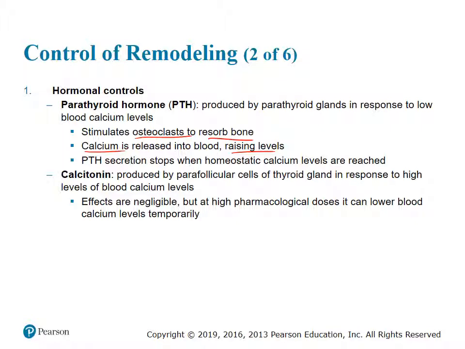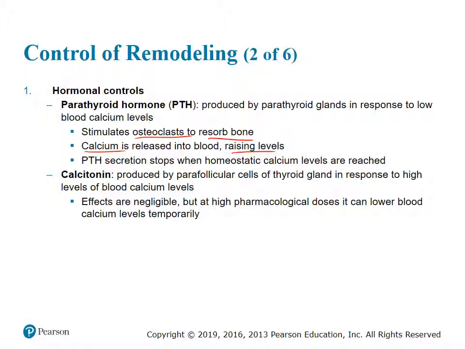So understand where calcium's found. You have to understand what osteoclasts do. They eat away at bone. And if we have low blood calcium level, we're going to stimulate osteoclasts again to eat bone, add calcium to blood, blood level goes up, parathyroid hormone secretion stops.